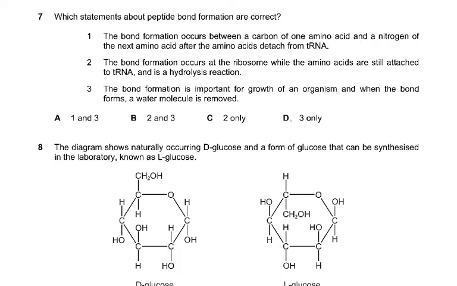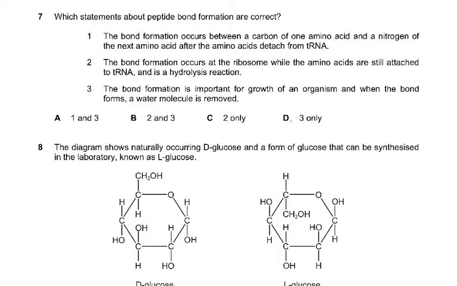Which statements about peptide bond formation are correct? Now please remember, whenever bonds are formed, what happens? What comes after B in the alphabetical order? C. It's a condensation reaction. A water molecule exits. Water molecule is formed. Bond formation is a condensation reaction. Remember this, B, C. And when you have to break the bond, then it is hydrolysis.